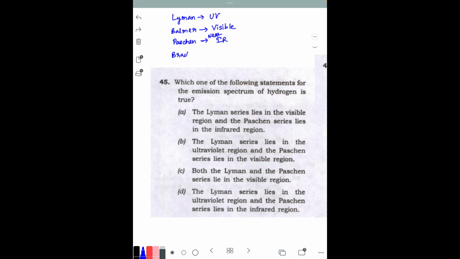Brackett, Pfund and Humphreys, they all lie in IR region. So from all these four statements, the correct one is D. Lyman, UV, Paschen, IR. Remember this.